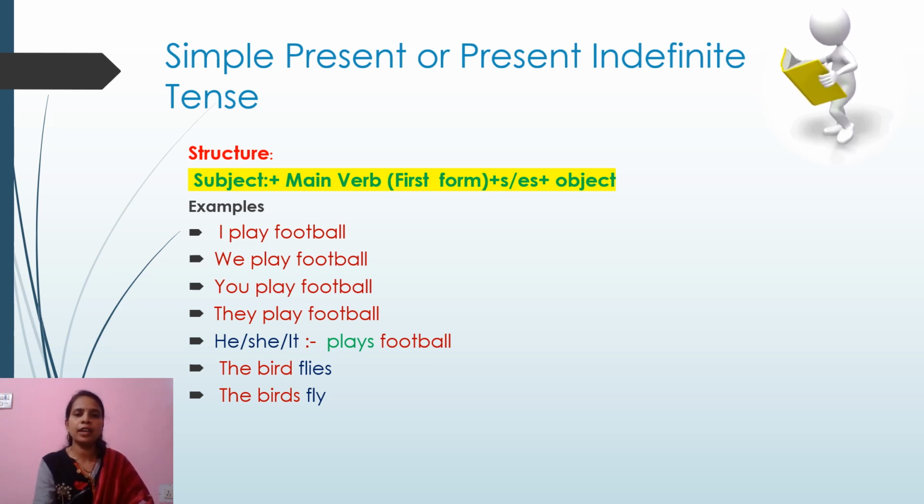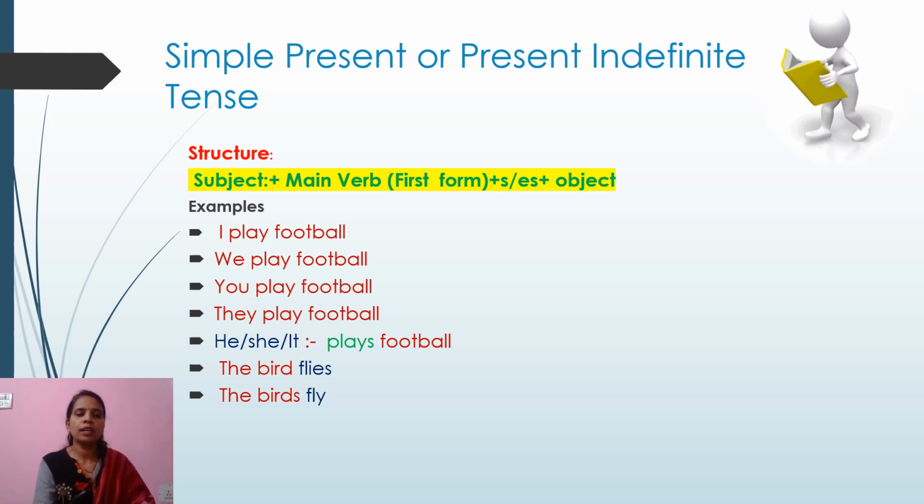How do I identify the object? Ask a question with what. If I say, what do I play? The answer would be football. So football is the object here. I play football, we play football, you play football and they play football. These are the sentences in simple present tense.